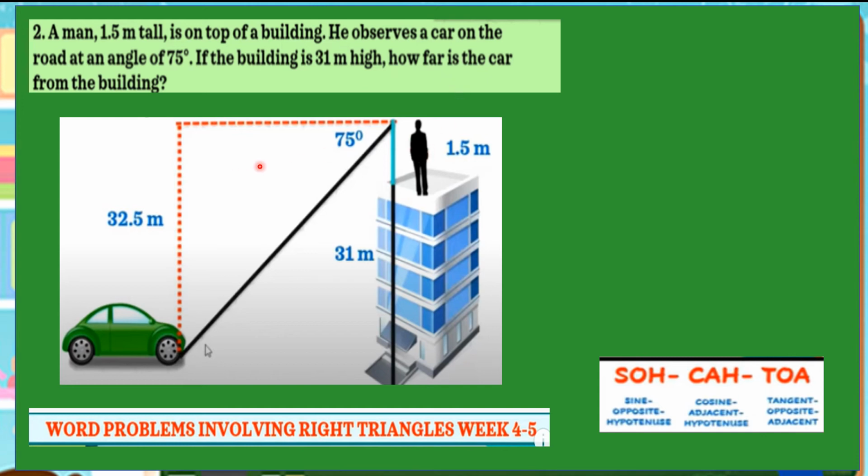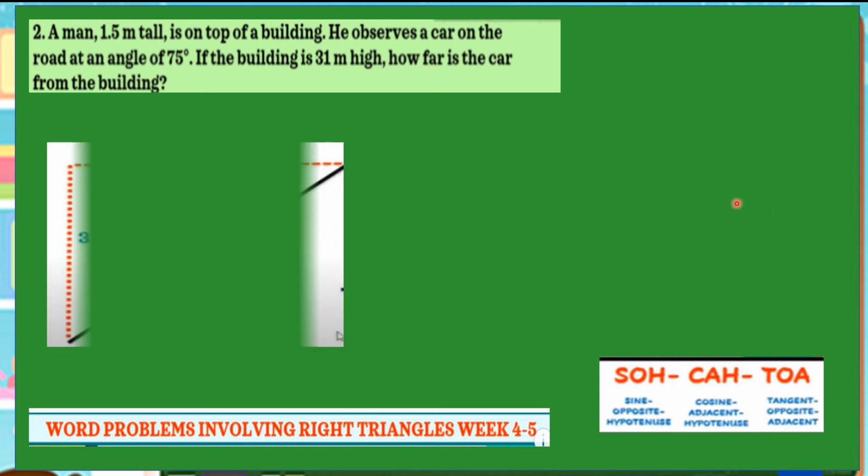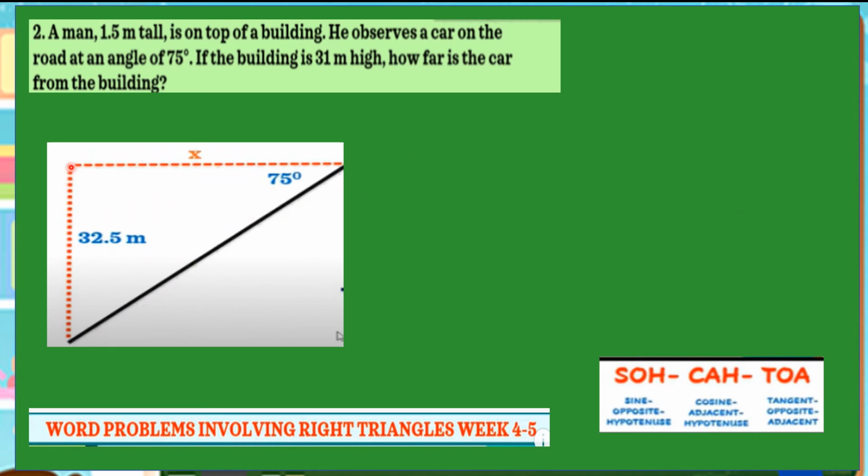So, ang ginamit nating height from this man and the height of the building is yung 1.5 plus 31 meters, kaya siya naging 32.5 meters. At ang tinatanong is how far is the car from the building. So, itong sasakyan papunta sa building, yun ang tinatanong. So, ano kaya ang gagamitin nating formula in solving this kind of problem? So, ito na yung illustration natin. We have 32.5 meters at ito yung distance.